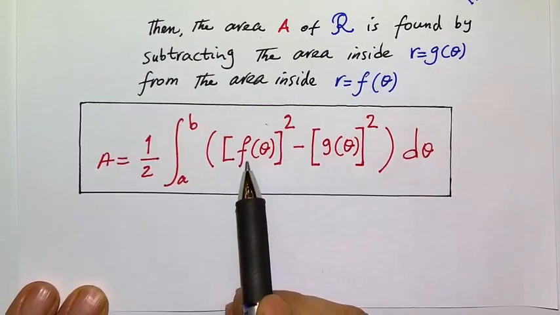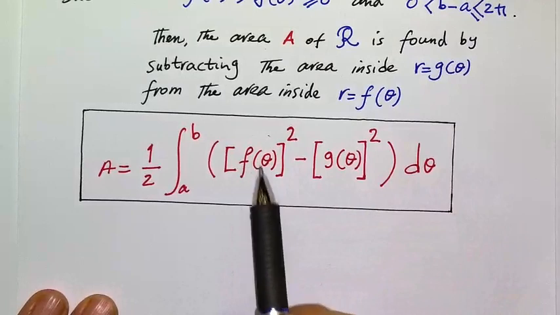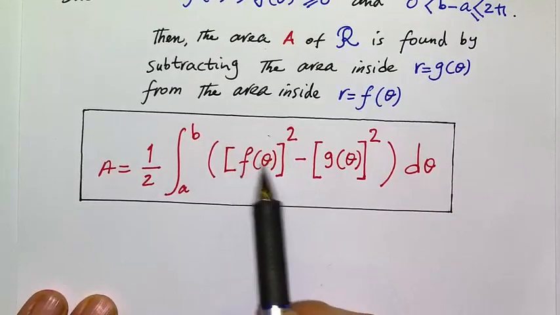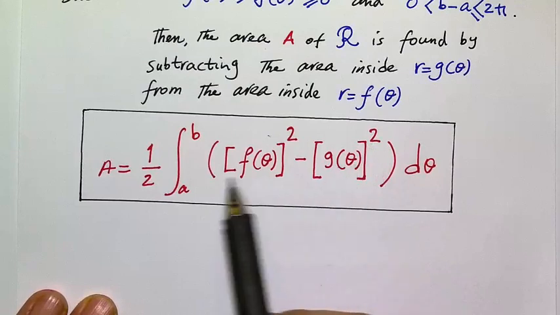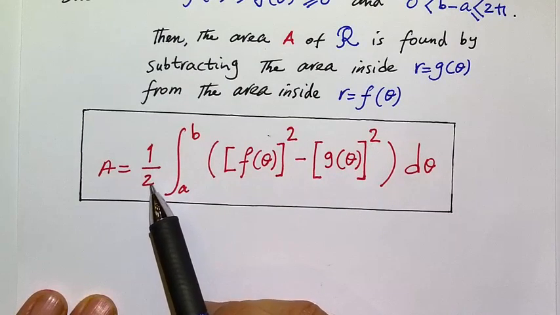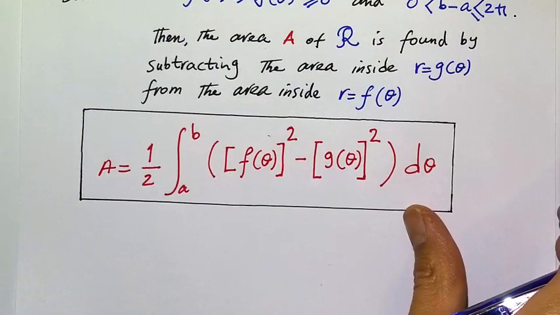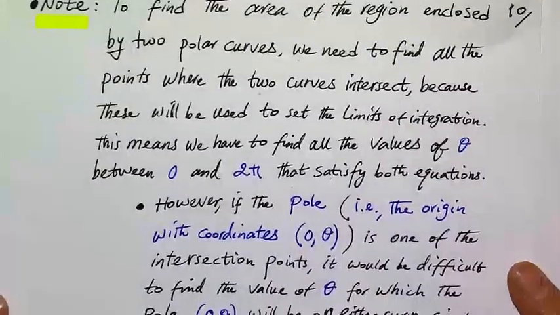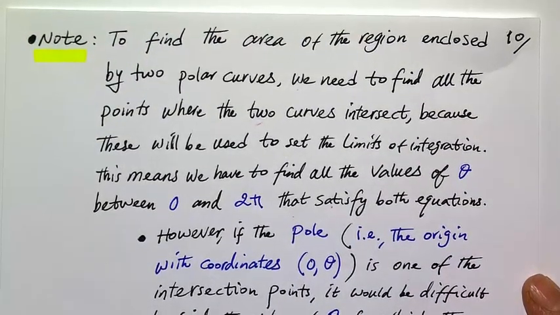And you can see this is just r squared, right? So this is r squared for the higher curve minus the lower curve squared. And then 1/2 is, of course, here too. All right. So on the next page, for the sake of your notes, I've captured some things that you can read and make yourselves familiar with.